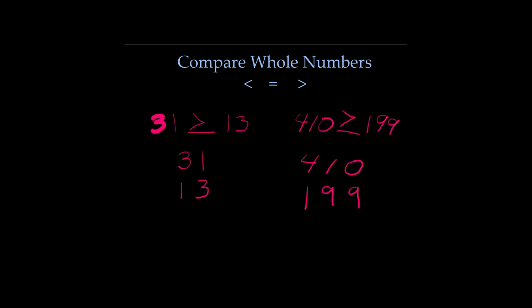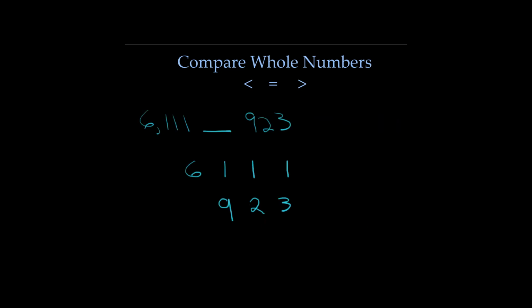All right, so let's look at a couple examples where they're not perfectly matched up, and I'll show you what I mean by that. Okay, here's what I mean by not matching up. Here we have a number in the thousands compared to a number in the hundreds. So we have 6,111 compared to 923.